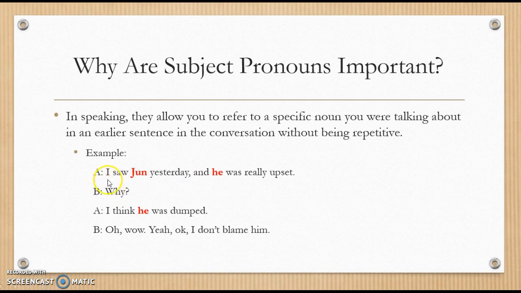If we continue on, "Why?" "I think he was dumped." "Oh wow, oh, yeah, okay, I don't blame him." So we see he again is referring to June. So it allows us to reduce repetition.